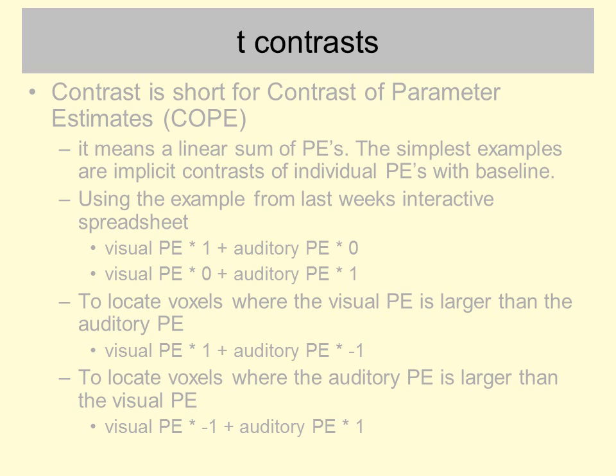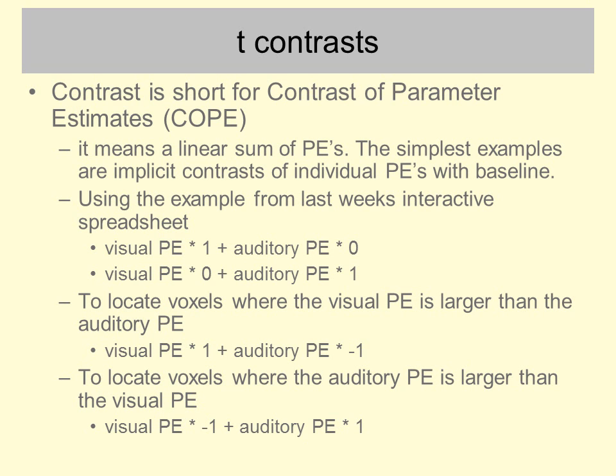Let's now talk about t-contrasts in a bit more detail. The first step in performing a t-contrast in FSL is to do something that has a fancy name but is actually very simple, called make a contrast of parameter estimates. Each contrast of parameter estimates you perform results in a new 3D volume being saved to the hard disk, where at each voxel location there's a value for the contrast of parameter estimates. So a cope is just a linear sum of parameter estimates.